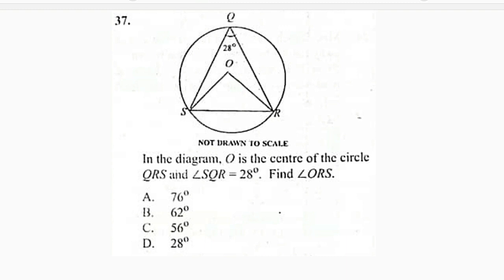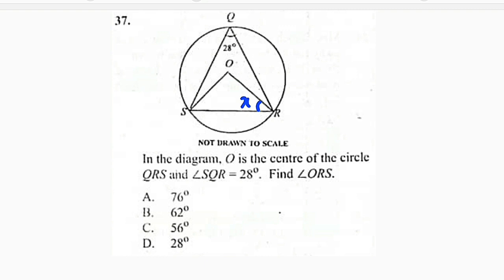So here is question number 37, which is related to circle theorem. In the diagram, O is the center of the circle QRS. So this is a circle QRS, and we have the center O. Angle SQR is 28 degrees, we are asked to find angle ORS. So we are looking for this particular angle. Let me call it X.